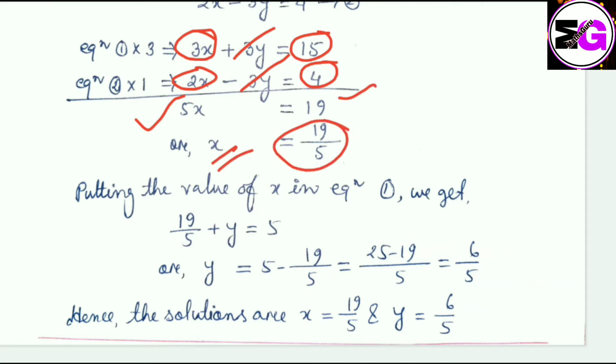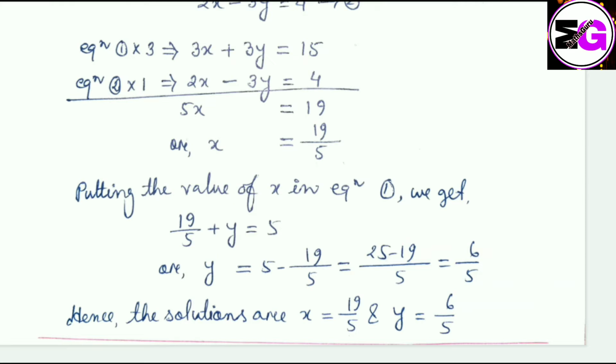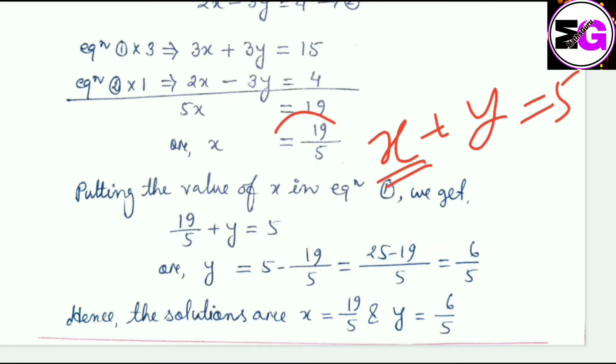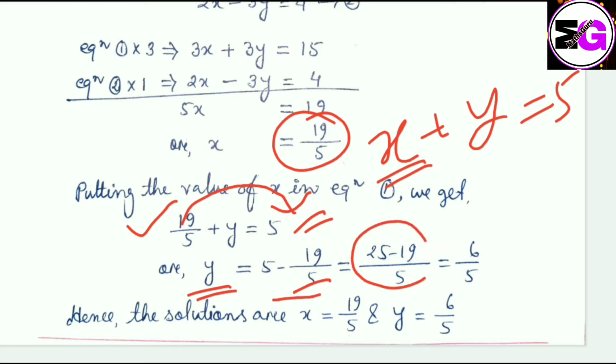Now that we have the value of x, we can put it in any one equation. So the first equation was x plus y is equal to 5. In place of x we put 19 by 5. So 19 by 5 plus y is equal to 5, or y is equal to 5 minus 19 by 5. Taking the LCM, 25 minus 19, that is equal to 6 by 5.